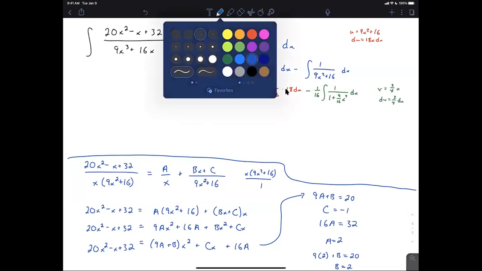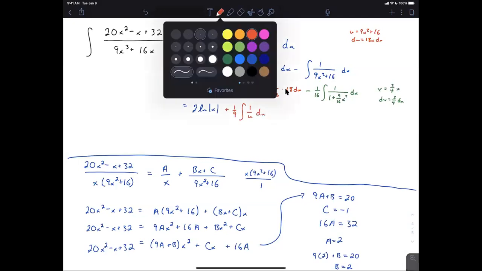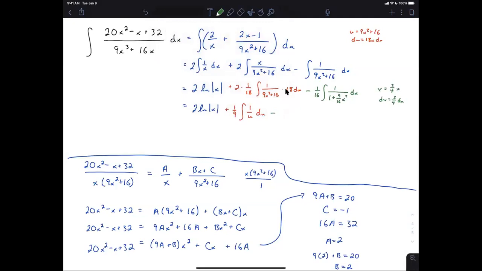So, okay, we get 2 log absolute value of x. And then for the middle, we get 1/9 integral 1 over u du. And then for this part, we get 1 over 16 integral. We need 3/4 inside, so we need 4/3 outside. So we put a 4/3 there. 1 over 1 plus 9/16 x squared times 3/4 dx. And now this one ends up being 1 over 12, because it's 4 over 48, which reduces, 1 over 1 plus u squared du. And the log part carries down.